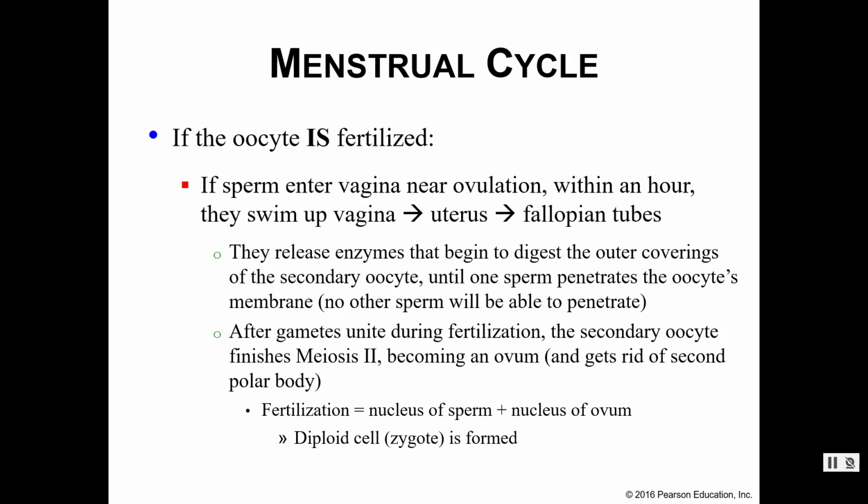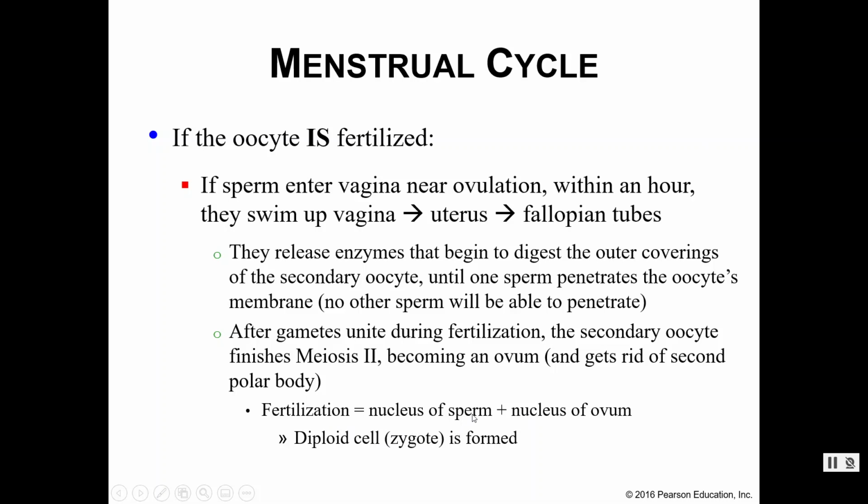After those gametes unite, which gametes, remember, are sperm and egg, after the gametes unite during fertilization, that secondary oocyte finishes meiosis II, and we have mentioned that previously, and it now becomes an ovum. Okay. Fertilization, again, is just the sperm plus the egg, okay, or the ovum, and you have now created a diploid cell. Okay, we call it a zygote.